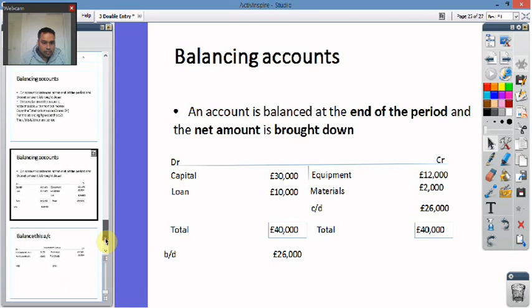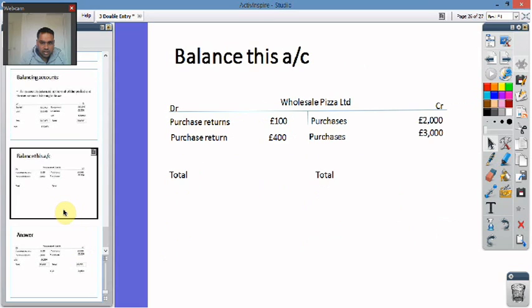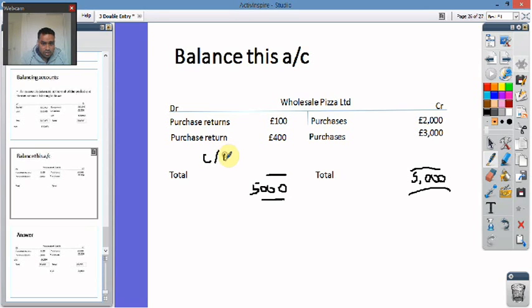Let's have a look at an example that we can work through together. Which side is the most? It's this side, so we can total that side. We've got 5,000, and then we have to do it to both sides. 1,000, and then we balance it, CD. 5,000 take away 500, that will be 4,500. And then that would be BD 4,500. That is what we take to the next period.